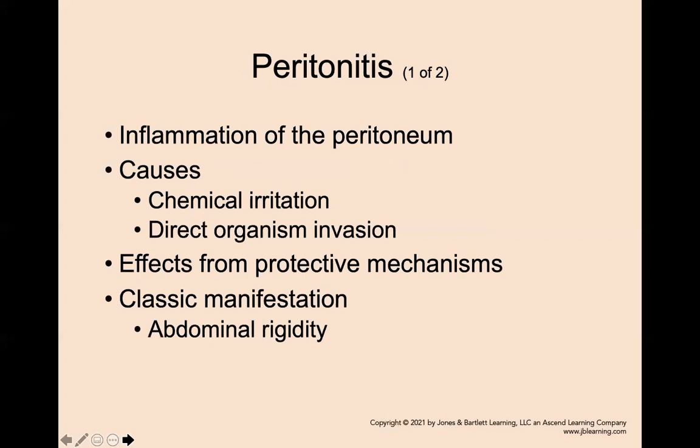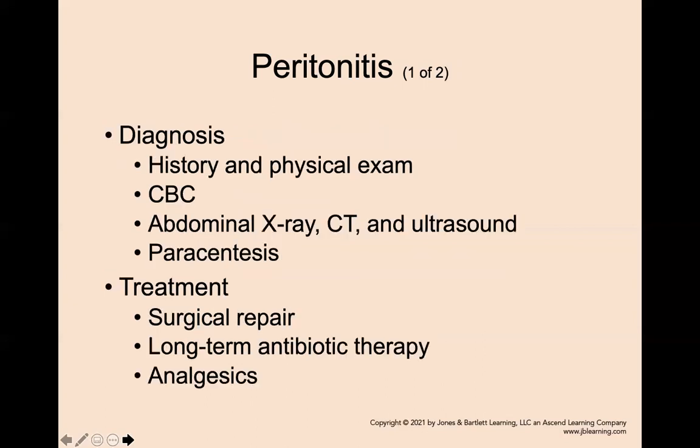So anyway, peritonitis is inflammation of the peritoneum. Remember, that's that protective coating that is in the abdomen. It can be caused by chemical irritation or direct organism invasion. The classic manifestation is abdominal rigidity. So when you feel that abdomen, it is hard as a rock. And this is a medical emergency.